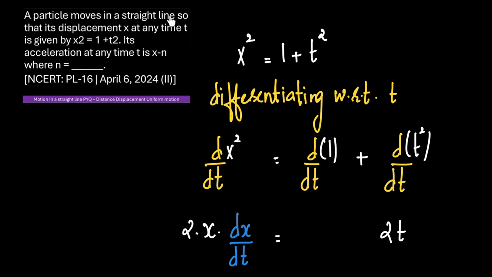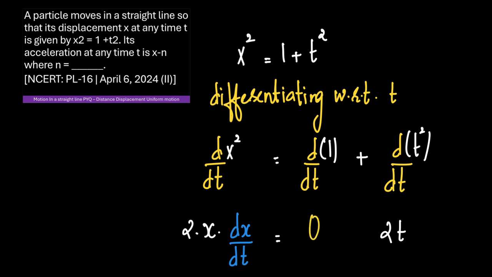A particle moves in a straight line so that the displacement at any time is given by x square is equal to 1 plus t square. We've been asked to find out the acceleration. So differentiating with respect to t, mind you, with respect to t, what we have is d by dt of x square is equal to d by dt of 1 plus d by dt of t square.